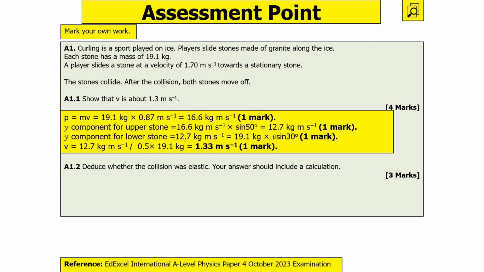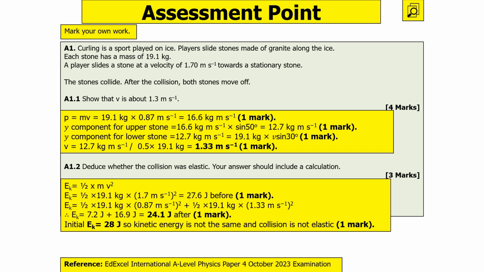That must be equaled out by the lower stone because they've got to add together to equal 0. So they're going to be the same magnitude, just opposite signs. So we know 12.7 equals the mass, 19.1, times v sine 30. So therefore v is going to be 12.7 over this value, because sine 30 is equal to 0.5. So you can work it out to be 1.33 meters per second.